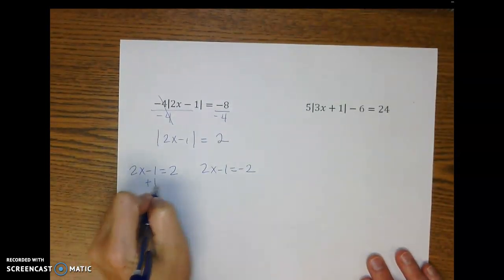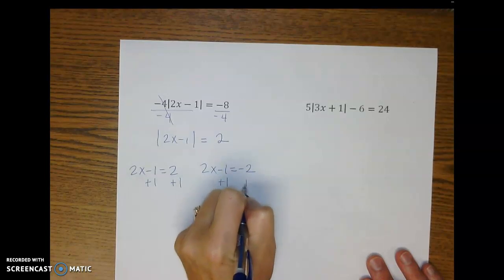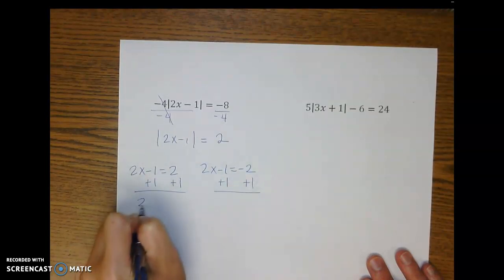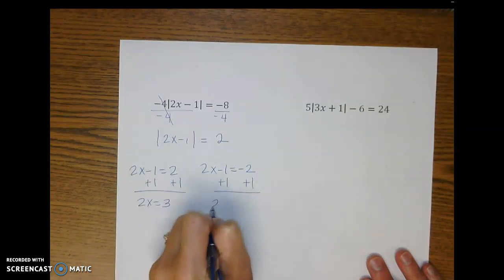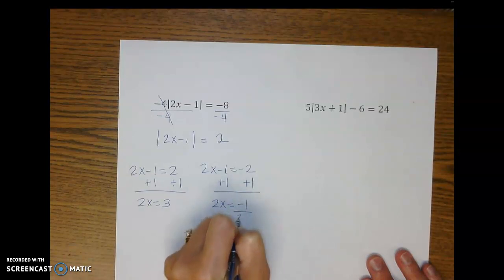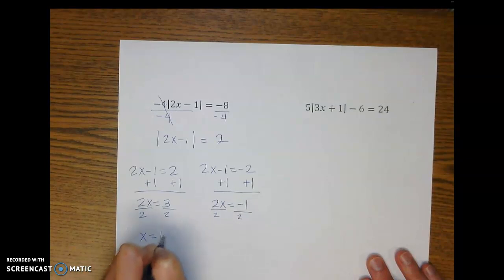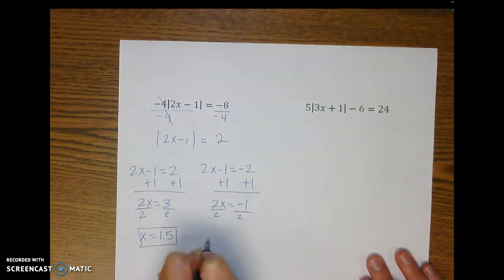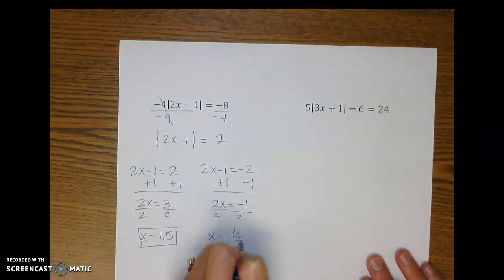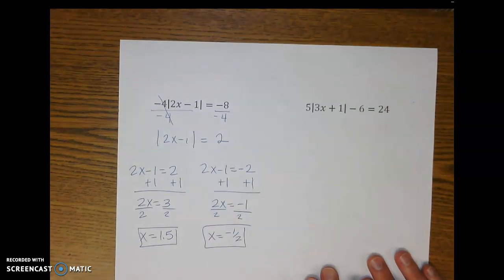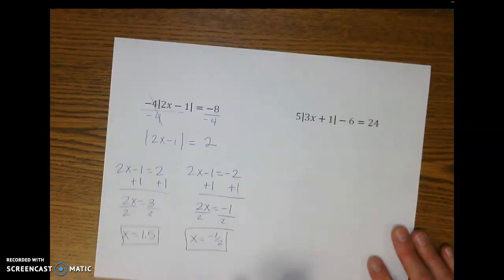Okay, so now I'm going to add 1 everywhere. 2x equals 3. 2x equals negative 1. Divide everybody by 2. X is 1.5. You could leave it as 3 over 2. Or x is negative 1/2. Negative 0.5.